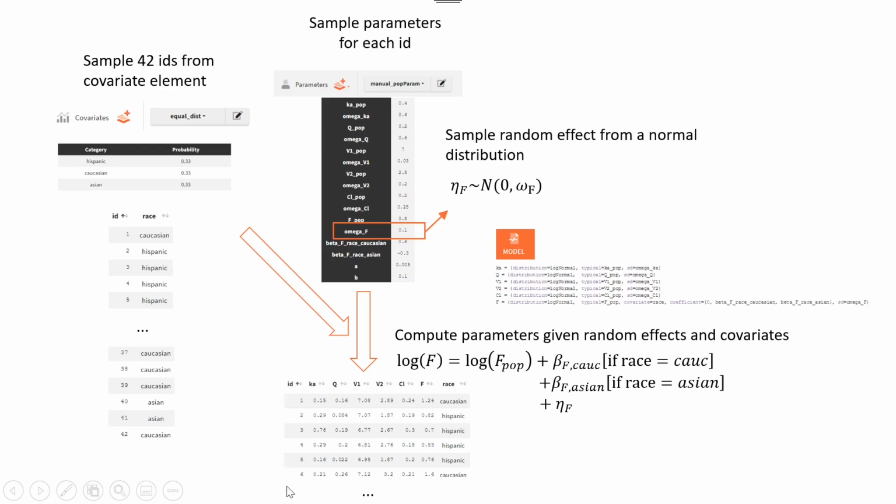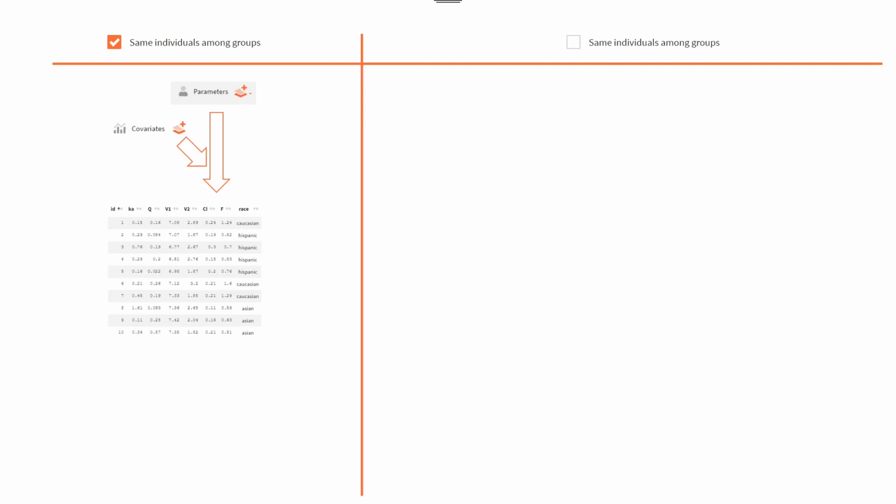Doing this for all individuals and all parameters, we obtain a full table of individual parameters that we can use to simulate a whole population. Now let's see how the 3 different treatments are applied to simulate groups. If Same Individuals Among Groups is enabled, the sampling will be performed only once to obtain a single table, and the 3 treatments will be applied to each individual of this table.